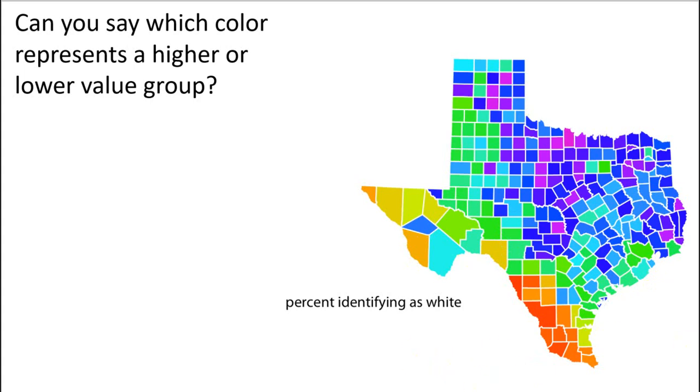If you look at this, where are the obvious areas of high percentages of the population identifying white, and where are the low ones? Hopefully you can see that there's absolutely no way to determine without a legend what is high and what is low on the rainbow color scheme. Where does it start? Where's red? Is it in the middle? Is it at the end? You shouldn't need a legend.